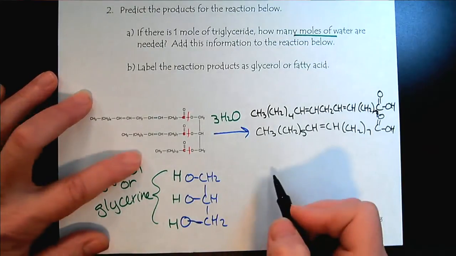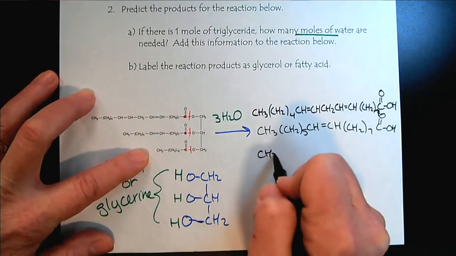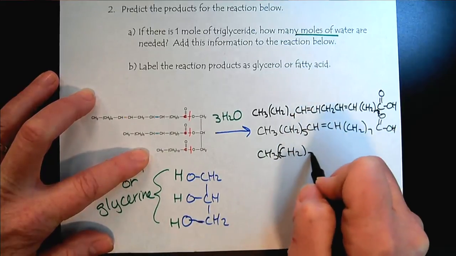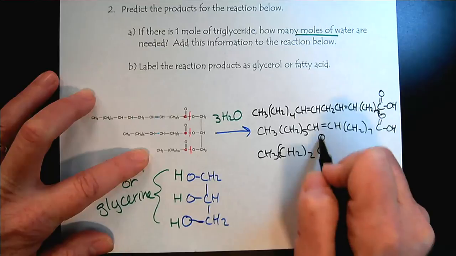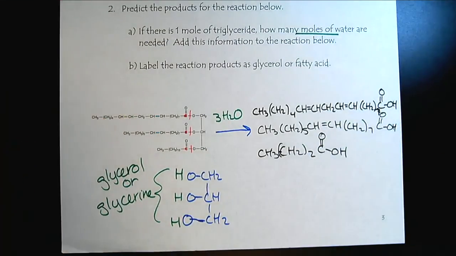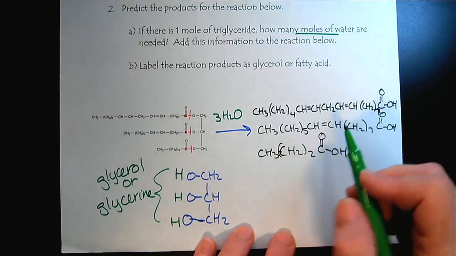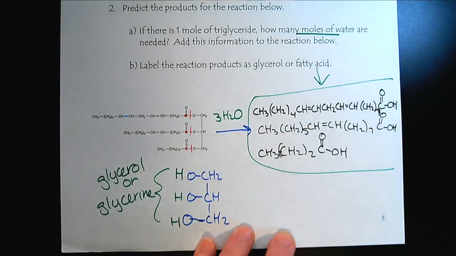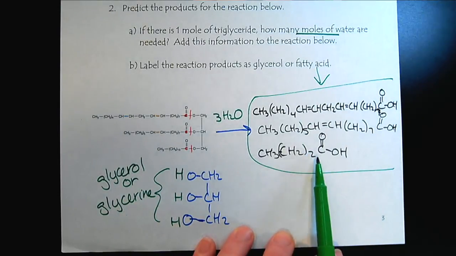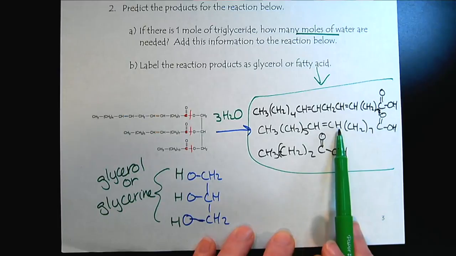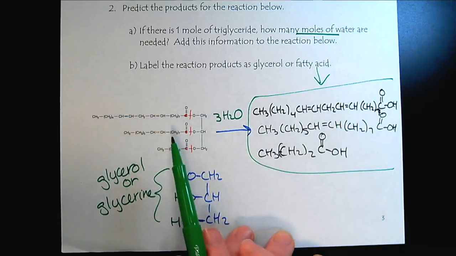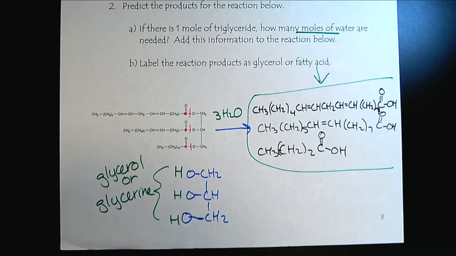And then last but not least, we have a nice little saturated hydrocarbon tail with our carboxylic acid. Okay, so we have 4 products, right? So these are all of our fatty acids. And notice in this example we had a saturated, an unsaturated, and polyunsaturated, all within the same triglyceride.